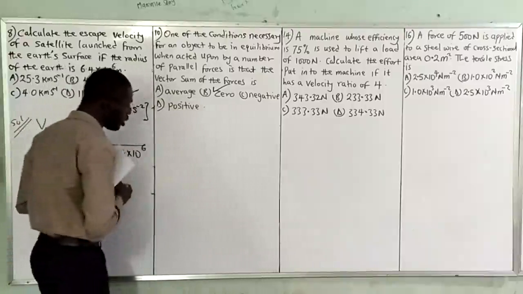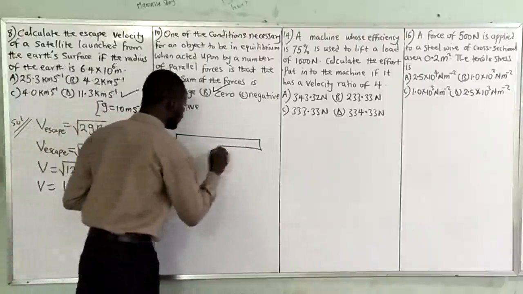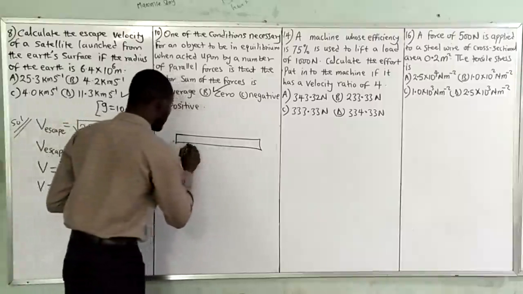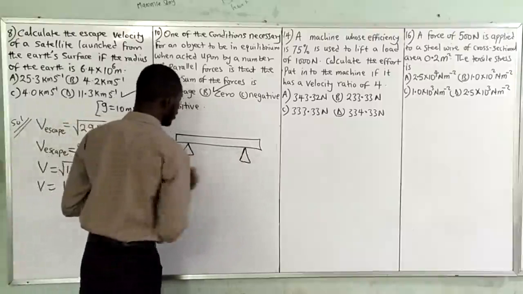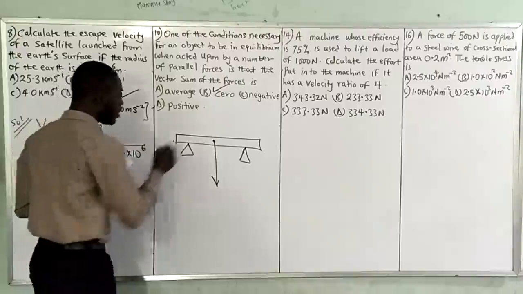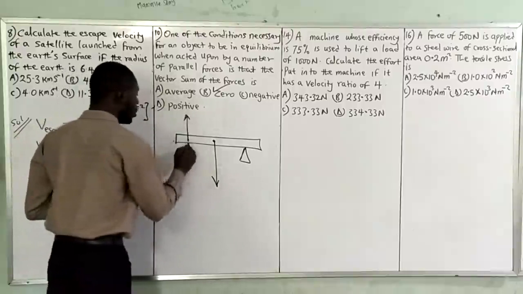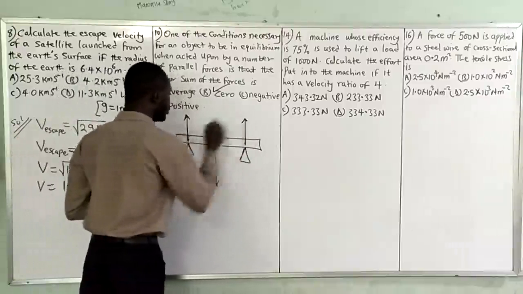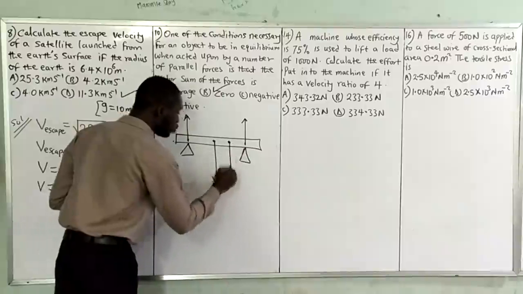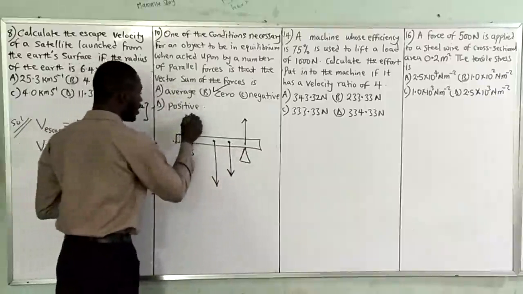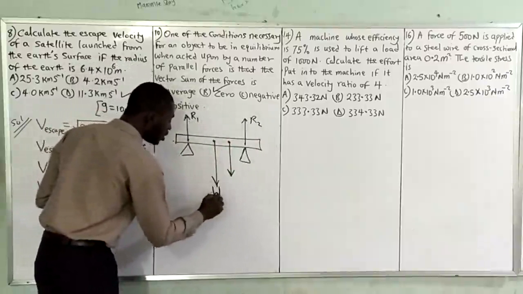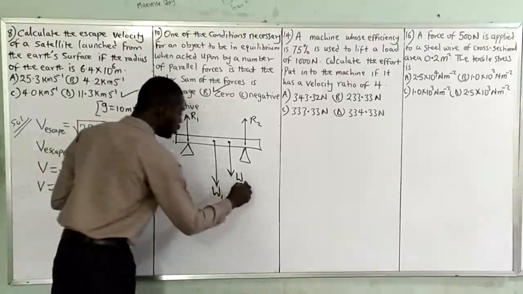Now, let me give a typical example of how you can see a question on equilibrium. Let's assume you have a metal rule like this, and let's assume there is a pivot here, then a pivot here. The weight will definitely act at the center. Let's assume we have a reaction as a result of this pivot, a reaction as a result of this pivot, and then let's assume there is a mass at this position as well. So I can call this reaction 1, reaction 2. This is a weight, so let me call it W1. This is another weight, W2.